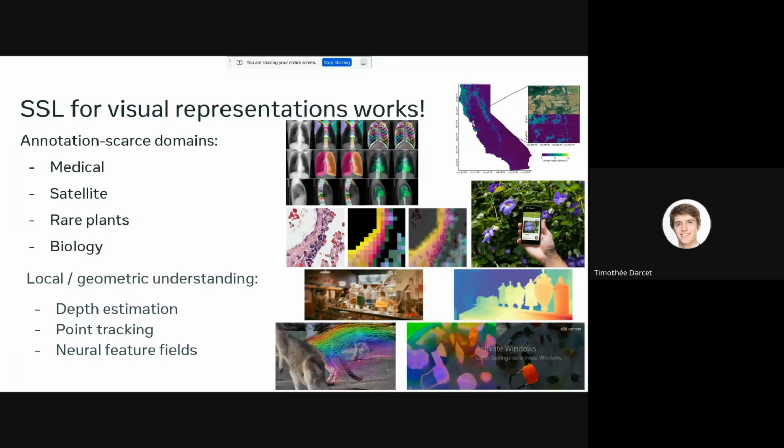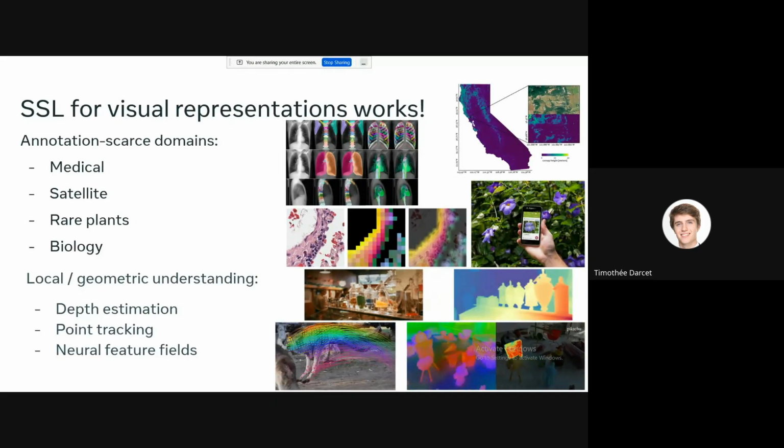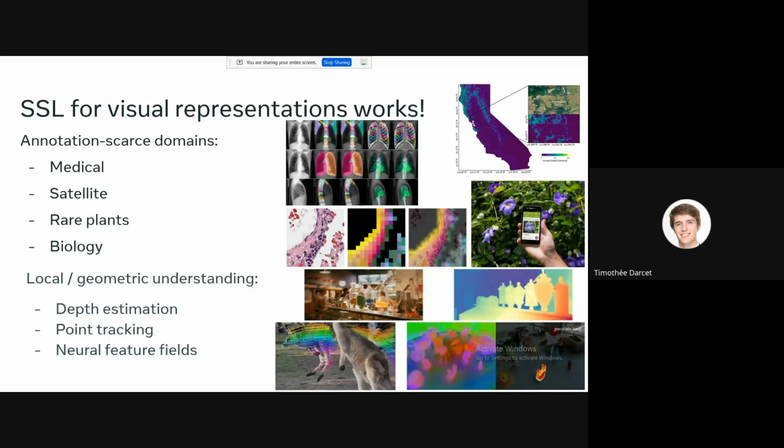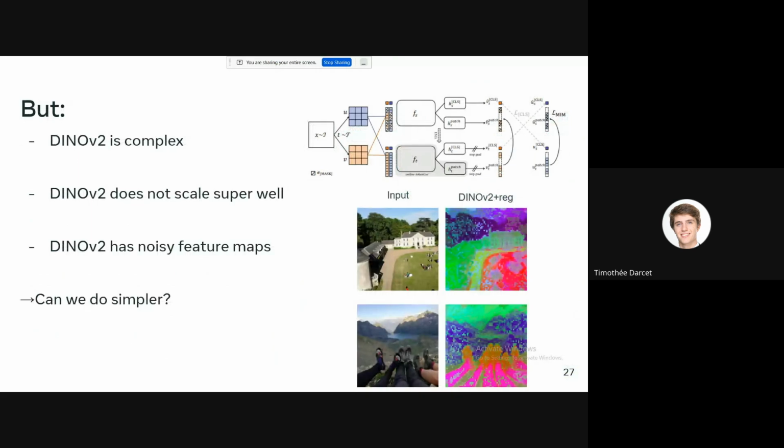This motivates the fact that we want to go further with self-supervised learning. We want to improve models. We want to really understand what's going on. But the issue right now is DynoV2 is complex. As you have noticed, I have glossed over the specifics of the DynoV2 objective and the training details. It is a bit complex.